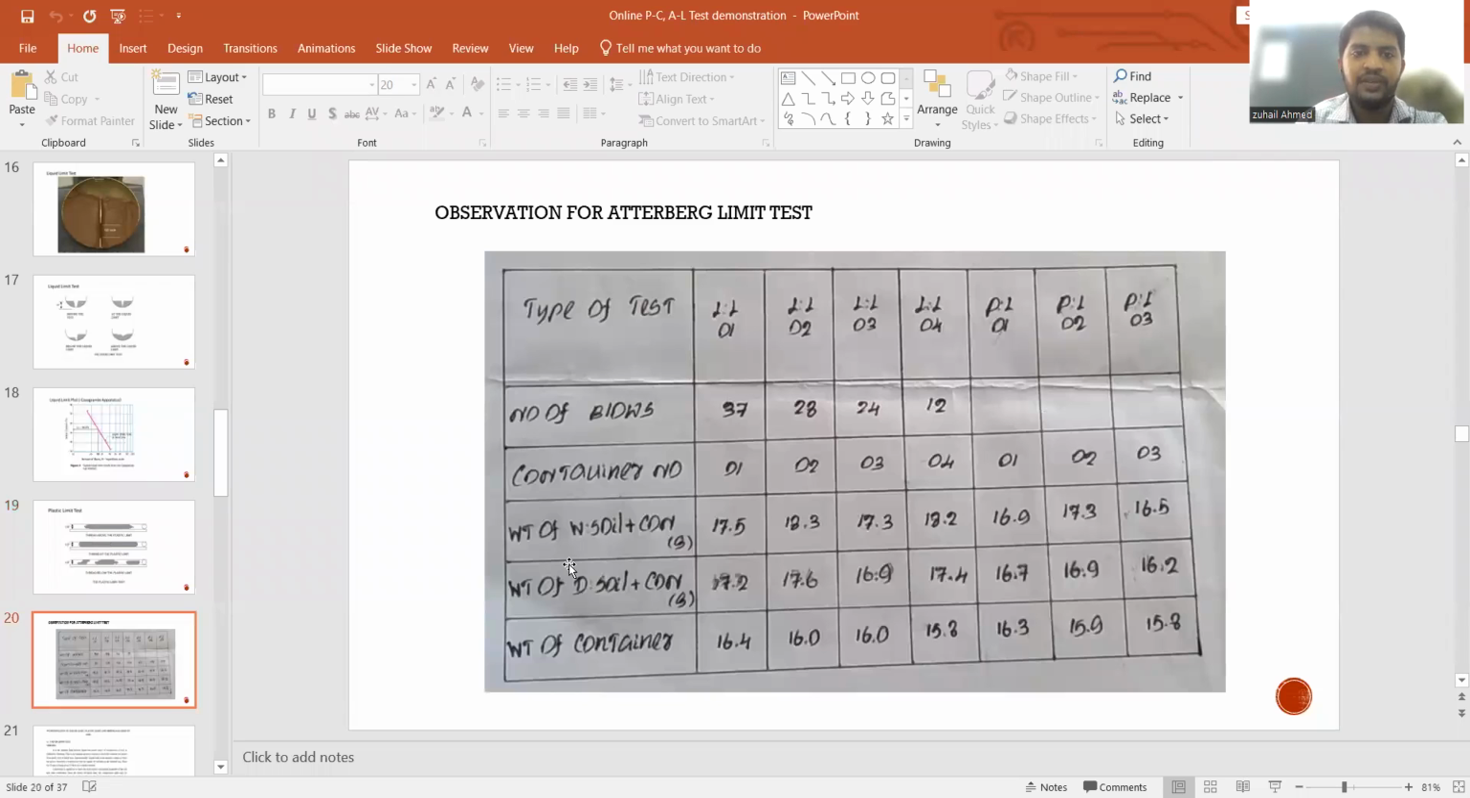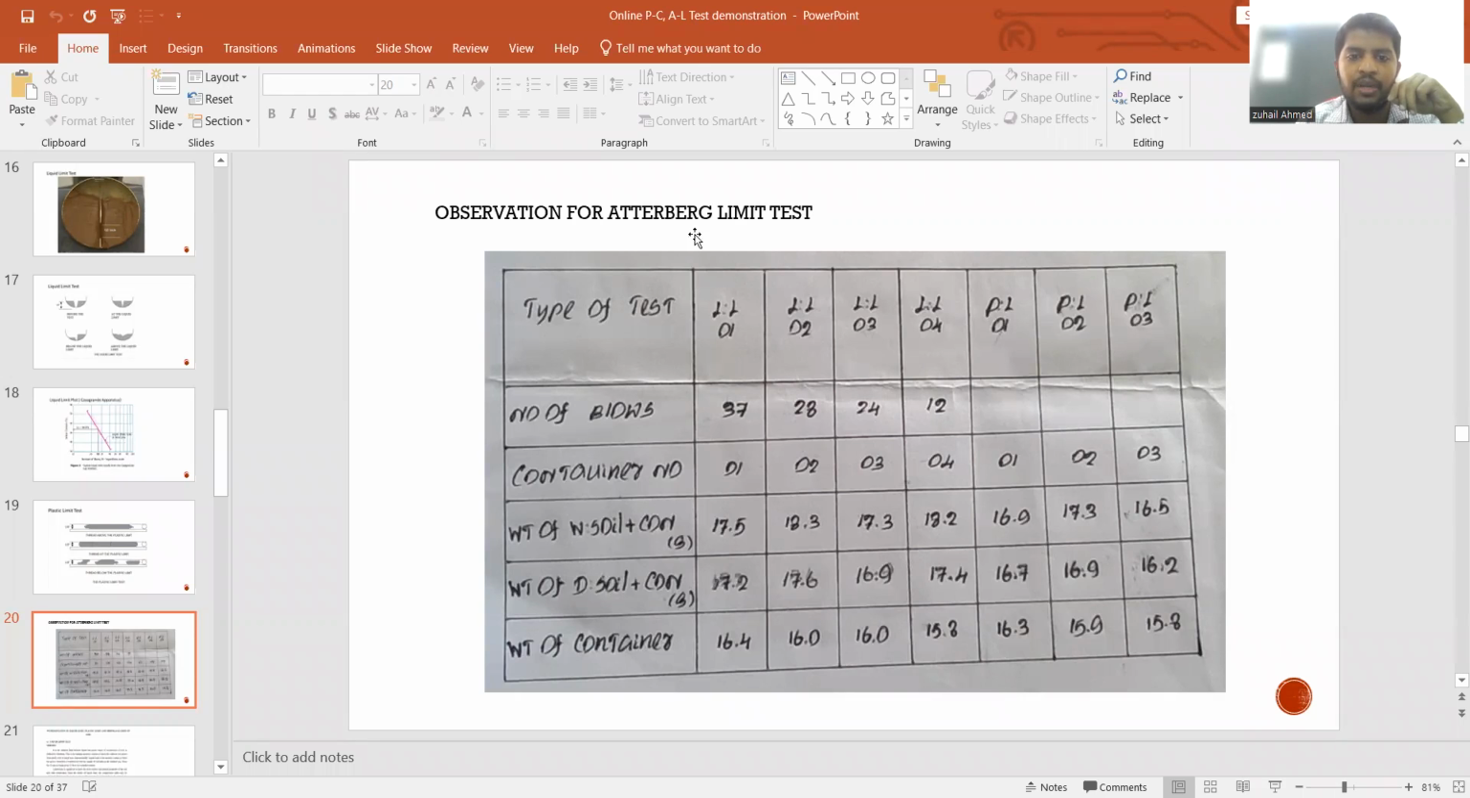Then here, the observation for the Atterberg limit, normally I got this from the past students' observations. Normally we are using this kind of observation sheet, because we are combining two practicals in one time. So in your observation sheet, type of test: liquid limit, liquid limit, liquid limit. The samples normally 4 are taken, but we will take 6. Okay, we will take 6. And here plastic limit, normally we will take 3 likewise.